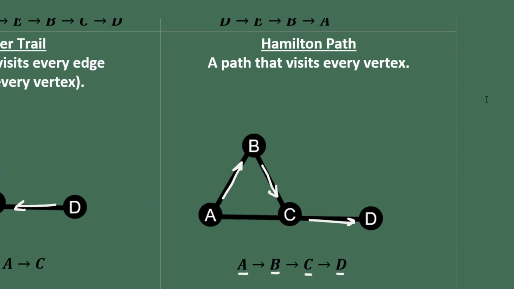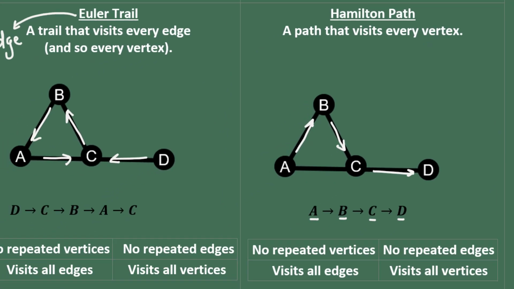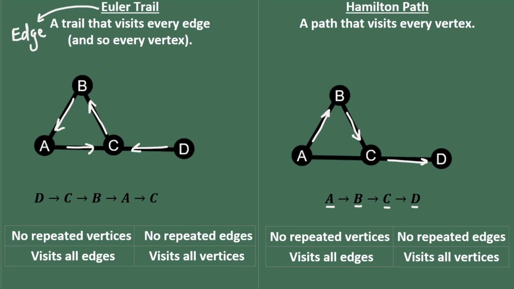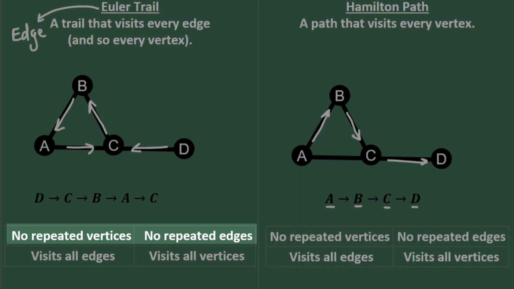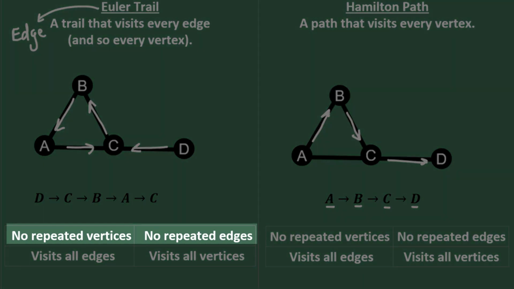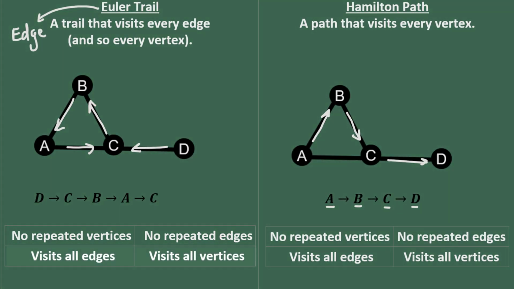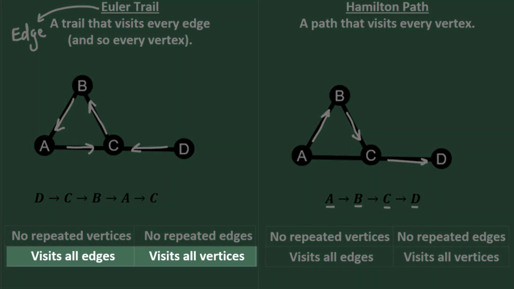Now, when we're talking about Euler trails and Hamilton paths, there are 4 characteristics that we're going to look out for. We always want to look out to see whether we have no repeated vertices and whether we have no repeated edges. We also want to pay attention to whether we visit all the edges and/or visit all the vertices.